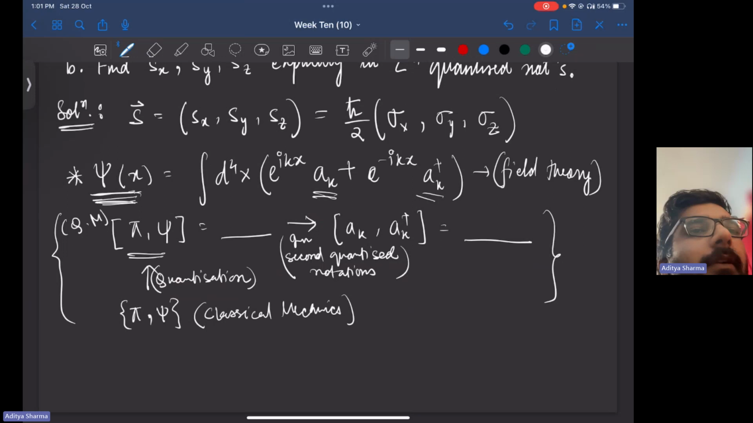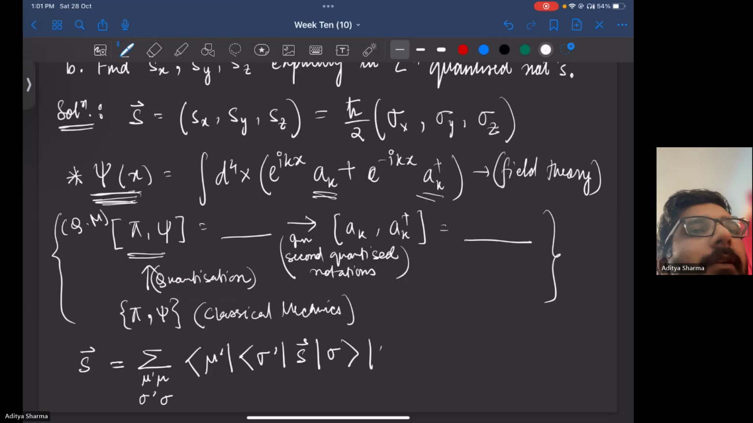And that is actually given by, you need to keep track of every index. The S can be written as a sum over, since these are discrete variables, so we will sum over mu and sigmas, mu prime, sigma, mu.